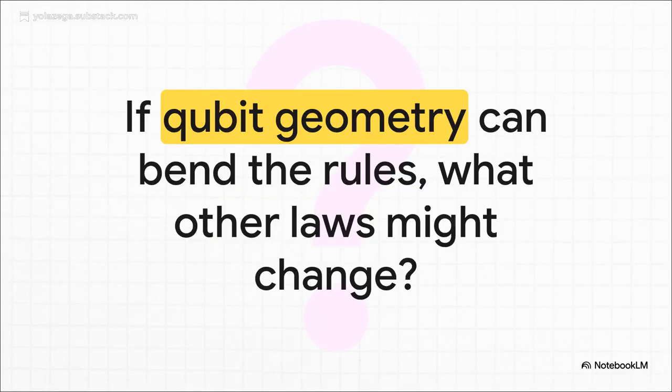And that brings us to a really mind-bending final thought. For our entire lives, T1 decay was just a law of nature, something we had to live with. This work shows that with the right software, using the right geometry, you can actually bend that law. So it really makes you wonder, what other unbreakable laws of physics are just waiting for the right perspective to be rewritten?